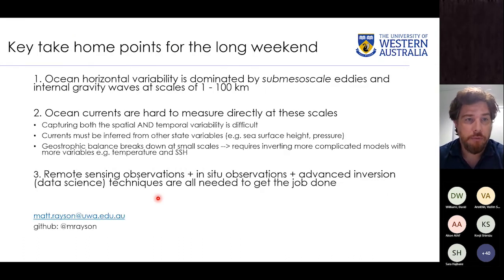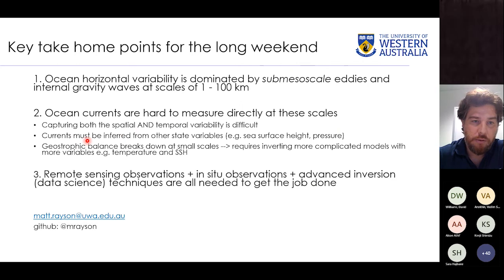So I'll finish there. Some key take homes for the long weekend are: 1, ocean variability at 1 to 100 kilometres is dominated by these submesoscale eddies and internal gravity waves. 2, ocean currents are hard to directly measure at these scales, and the difficulty is capturing both the spatial and temporal variability with any platform, be it satellite or vessel.